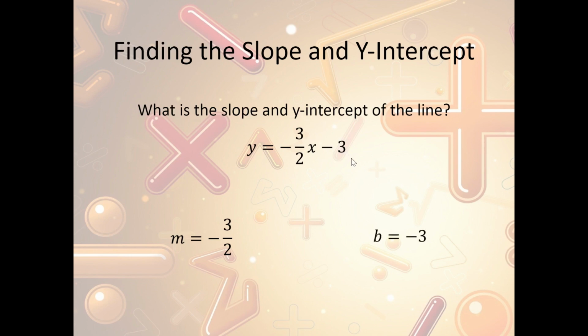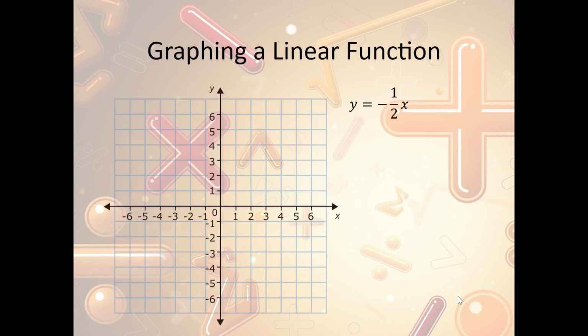So b is negative 3. So that's how I find the slope and y-intercept from an equation. Now, how do I graph a linear function? Well, first thing I need to do is pick out my slope and my y-intercept. Well, in this case, my slope is negative 1/2 because that's attached to the x. Now, my y-intercept, notice there's nothing here. There's no lonely people. So how do I say none in math terms? Well, that's 0. So my y-intercept is 0.